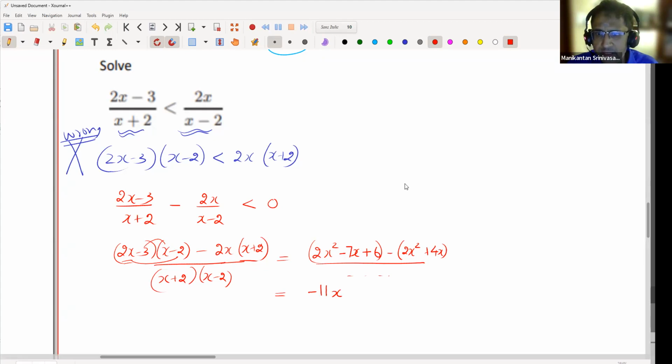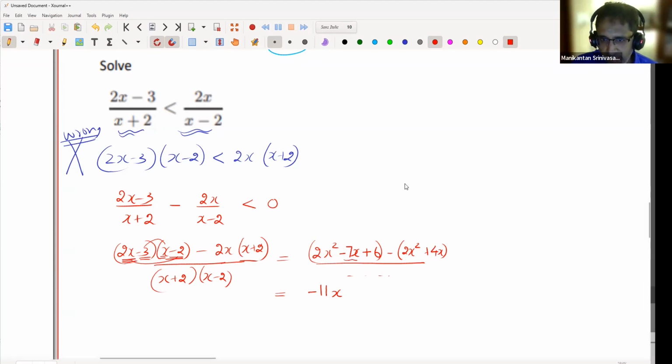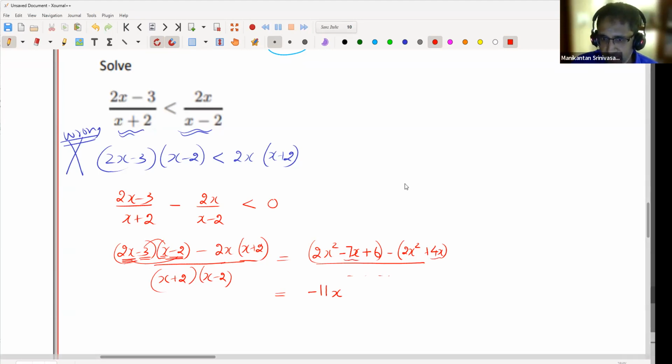Yes, Navya, mistake. How did you get minus 7x? I said 2x times minus 2, which is minus 4x. And then minus 3 times x, which is minus 3x. Oh, okay. So I just skipped that step. I did it mentally. So minus 4x and minus 3x is minus 7x. Okay. So it's minus 7x and minus 4x is minus 11x. And then 6 has nothing else, so 6 is just 6. And then this part. Right?